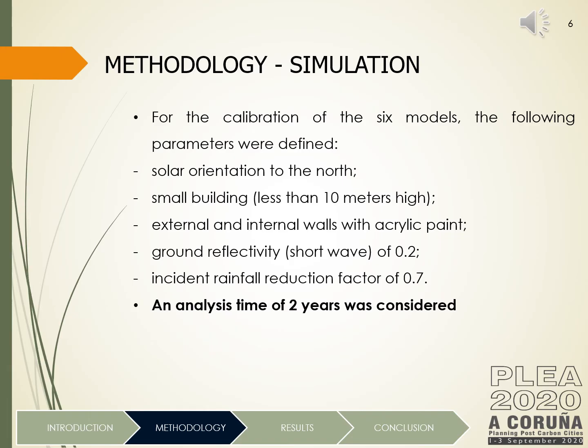For the calibration of these 6 models, the following parameters were defined: solar orientation to the north, small buildings, external and internal walls with acrylic paint, ground reflectivity shortwave was 0.2, incident rainfall reduction factor of 0.7.